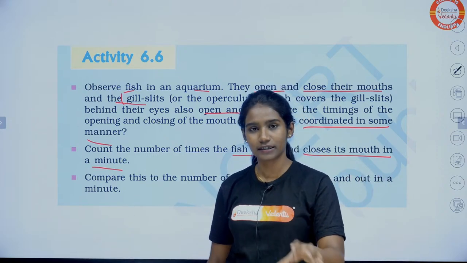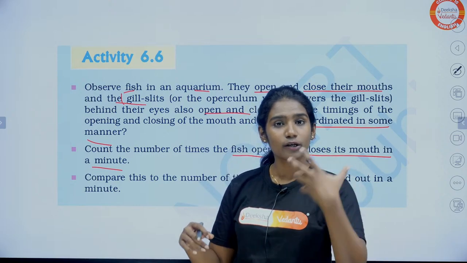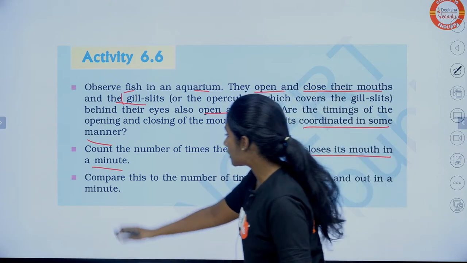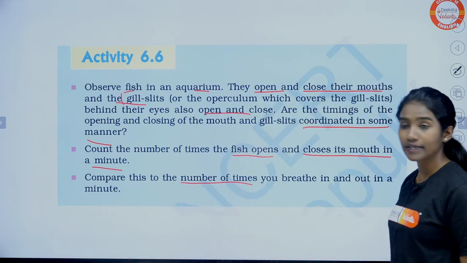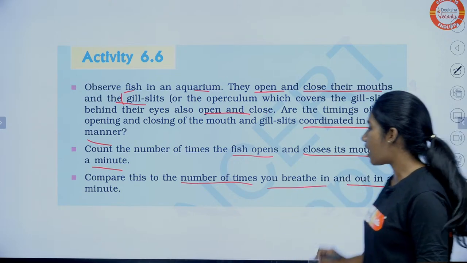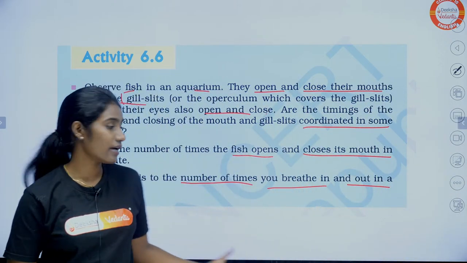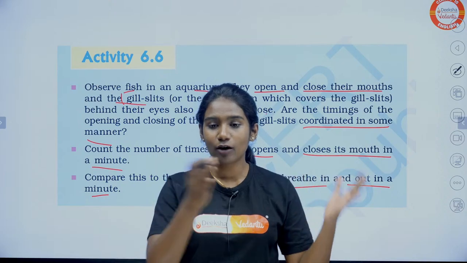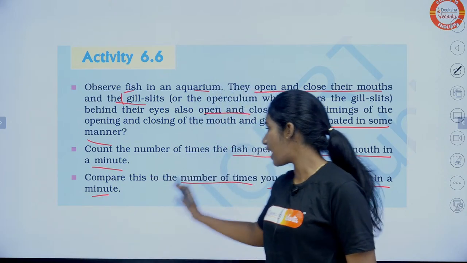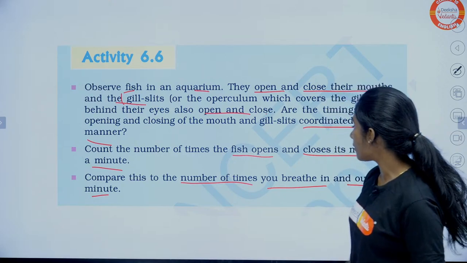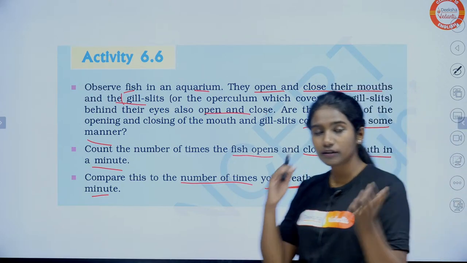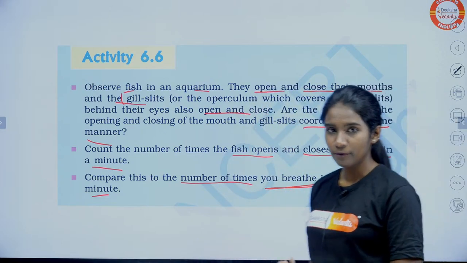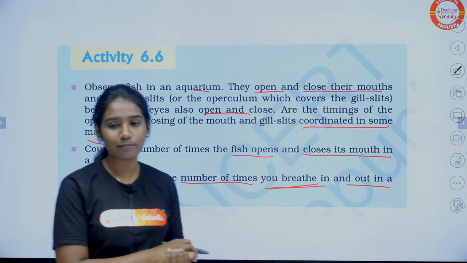You would have seen that, yes, they'll open mouth and gills. Do they do that together simultaneously or one after the other? And then they are also asking you to compare this to the number of times you breathe in and out in a minute, which means they are asking us to compare the rate of breathing in aquatic animals as well as terrestrial animals. That's why they are asking us to compare this to the number of times you breathe. See, we stay on land, not in water. So, is the breath rate the same for us and the aquatic animal is the question.